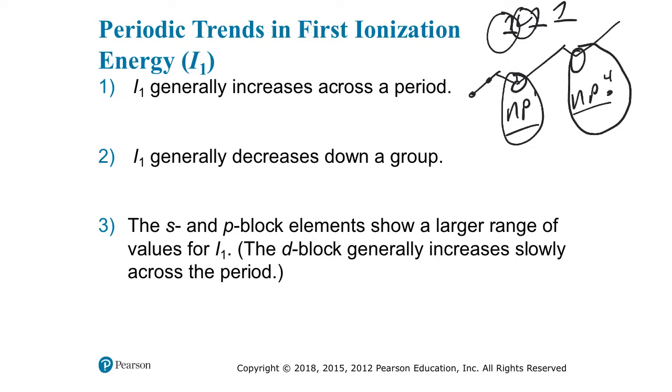So I1 is generally the first ionization energy. The first ionization energy is generally becoming a little bit smaller from top to bottom. So as we go down a group, the ionization energy generally decreases. Now this is a general trend.